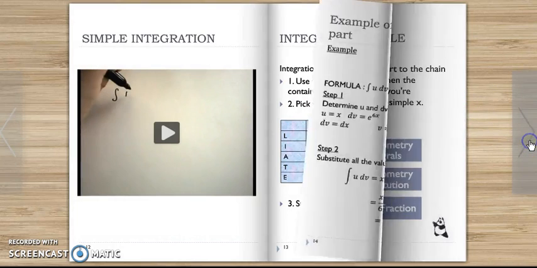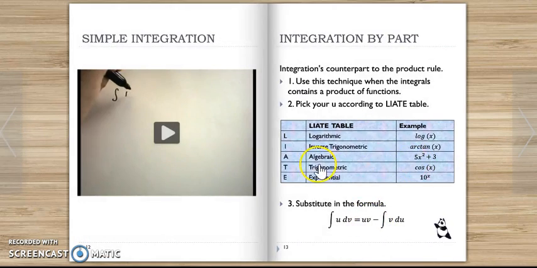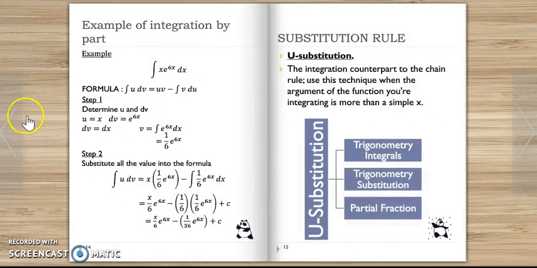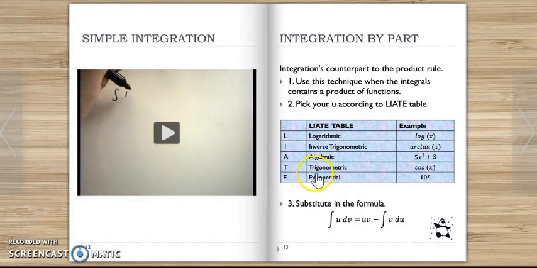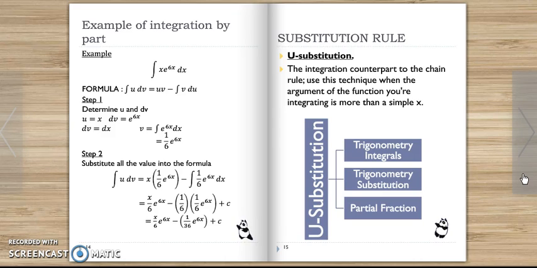First, we have to identify what x is. x is an algebraic, so x is A. Then e to the power of 6x is an exponential, so it is E. Based on LIATE, A comes before E, so we let u equal x and dv equal e to the power of 6x. Then we solve using the formula, substitute all over again, and we get the answer.